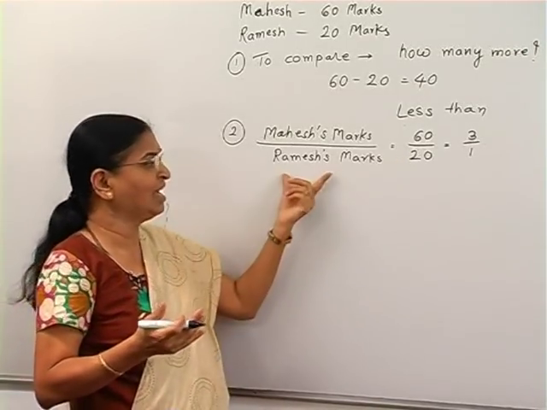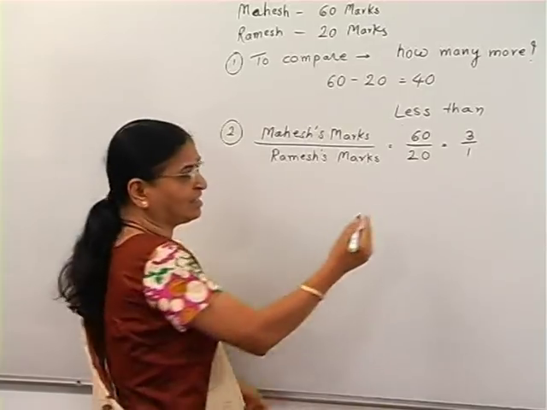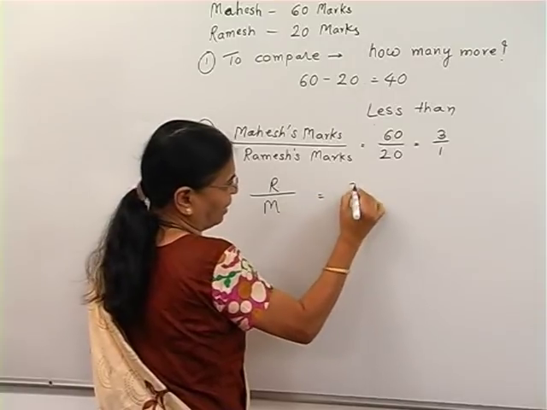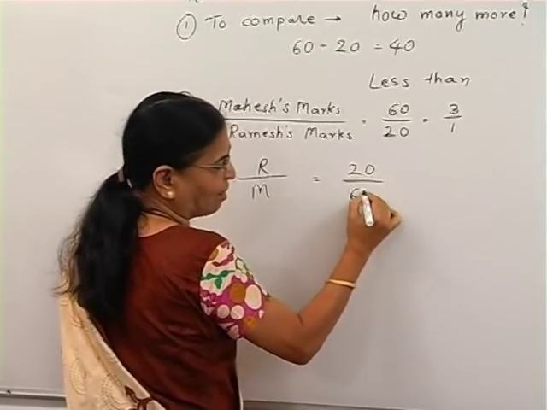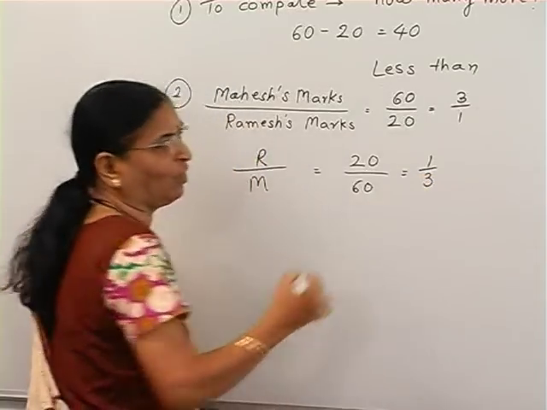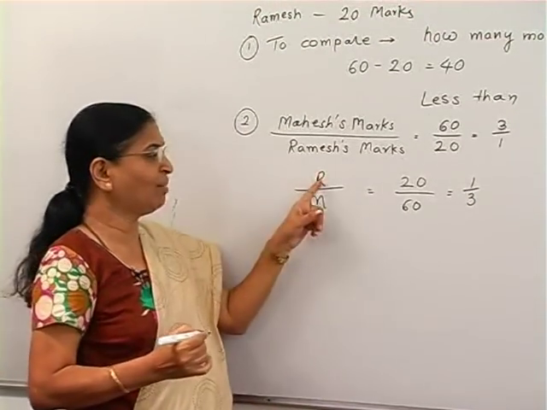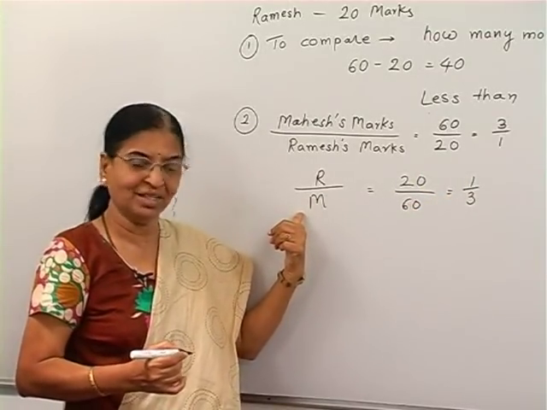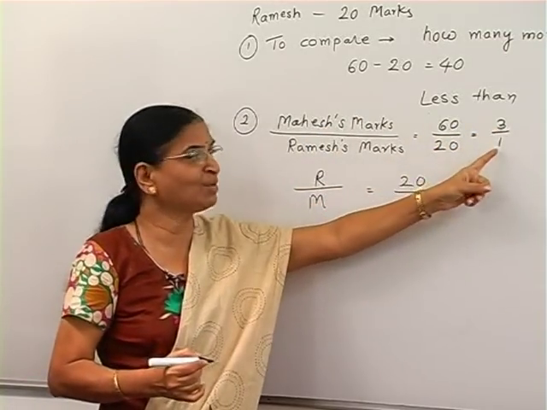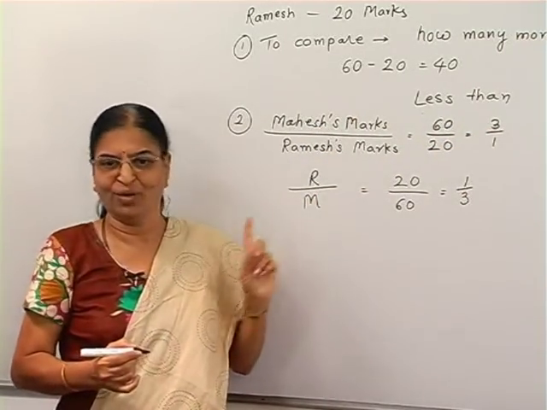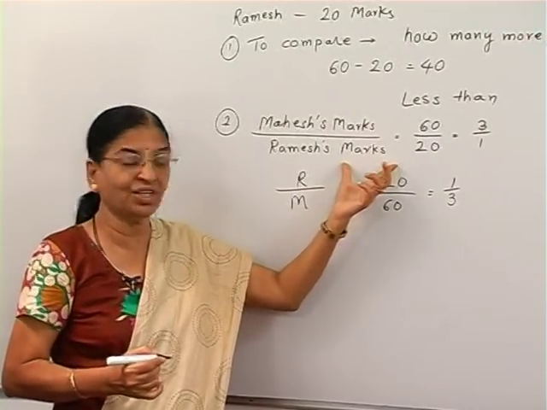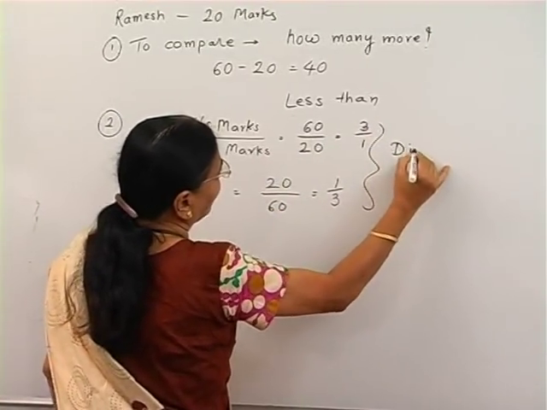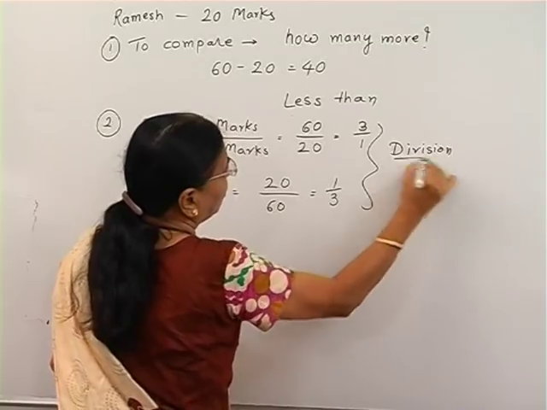If Ramesh is first and Mahesh is second, then Ramesh is the numerator and Mahesh is the denominator, so it will be 20/60 and the reduced form will be 1/3. So Ramesh got 1/3 of the marks of Mahesh, and Mahesh got 3 times the marks of Ramesh. You know how to write this division. This is very important: this method is known as comparison by division.